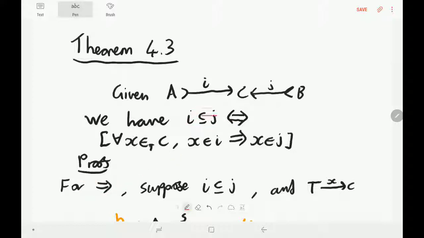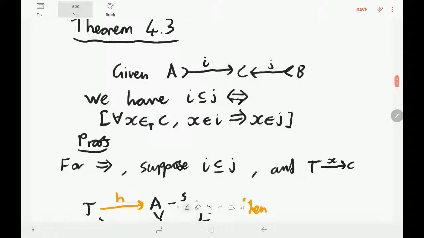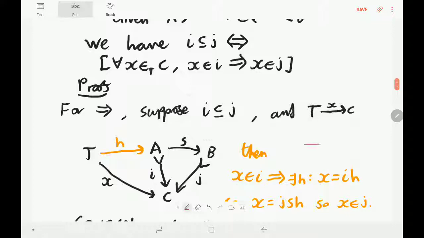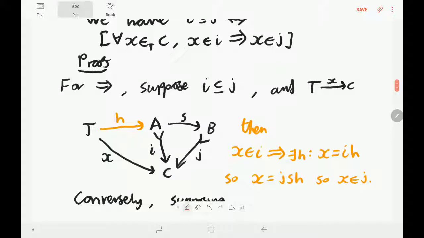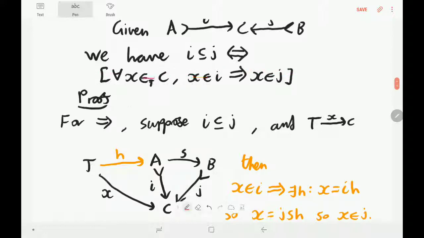Well, why do we know that I is included in J implies this statement at the bottom? Well, suppose I is included in J, and suppose that X is a T element of C. If we have that X is in I, that means there exists an H such that X is equal to IH, and then we have that I is in J, so there exists an S such that I is equal to JS. So X is equal to IH, I is equal to JS, so X is equal to JSH, so X is in J.